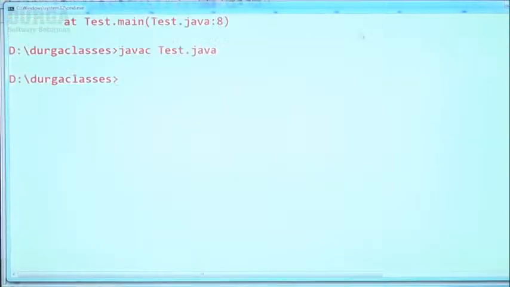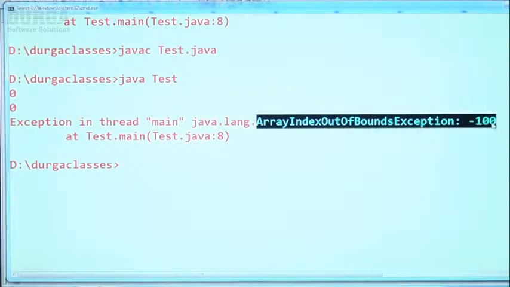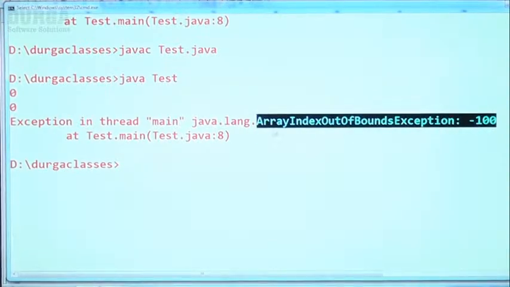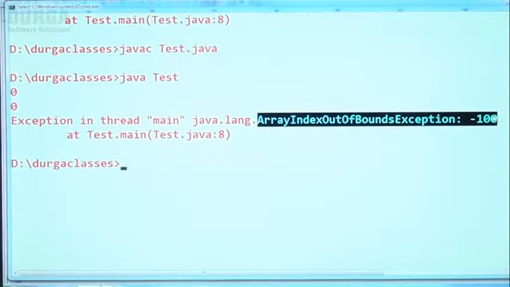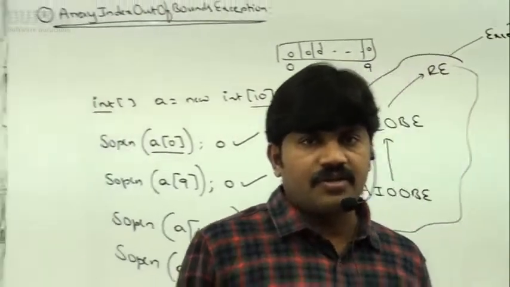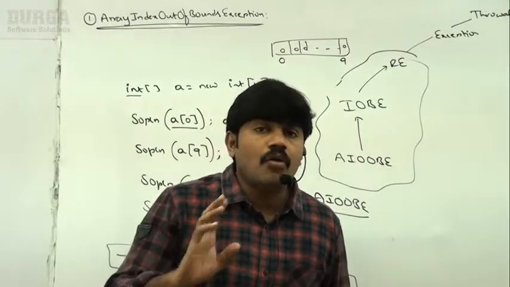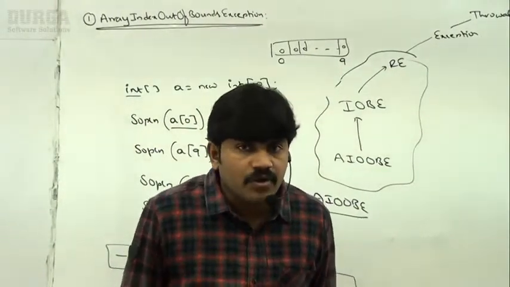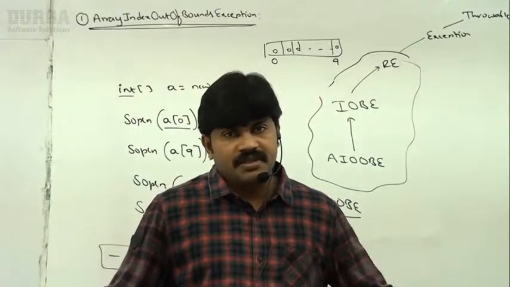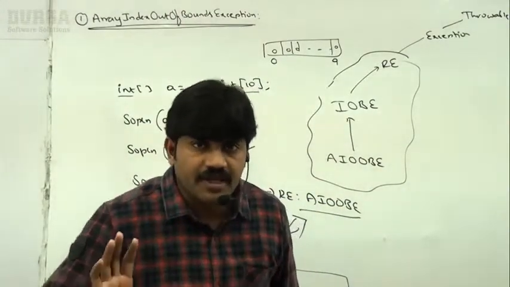So there is no compile time error. Perfectly, the code compiles fine. Now, array index out of bounds exception: minus 100 is the output we are going to get. So, is any explanation required? Can you please confirm, is everyone in a position to understand clearly? Okay. Whenever we are trying to access an array element with an out of range index, we will get array index out of bounds exception. This is the first exception you should be aware of.